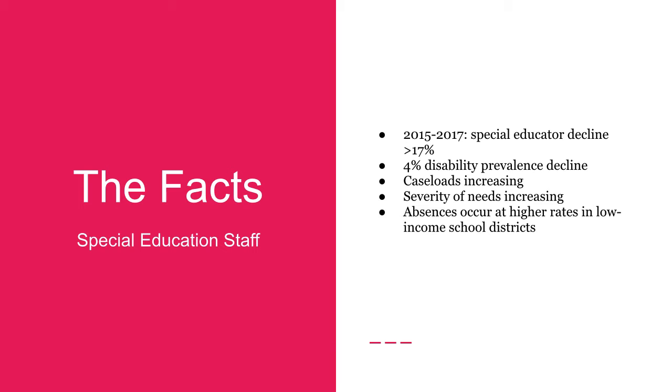So, what do we see now? We see caseloads are increasing. We see that the severity of needs are increasing. And we also see that absences are occurring at higher rates in low income school districts. So, on average, 33.3% of teachers are absent more than 10 days out of the year. Elementary and middle schools, it says it's about 36.7% or 37.8% of teachers being absent more than 10 days out of the school year.